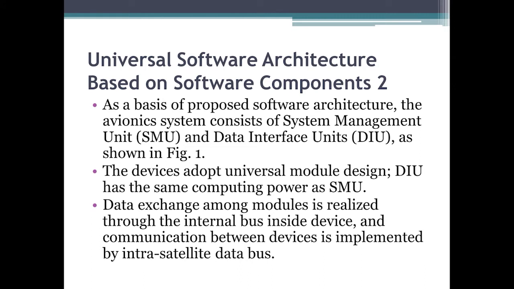And as the basis of proposed software architecture, the avionics system consists of system management unit and data interface unit, as shown in Figure 1. The devices adopt universal module designs, and so the DIU has the same computing power as the SMU, and the data exchange among modules is realized through the internal bus inside the device. The communication between the devices is implemented by intra-satellite data bus.